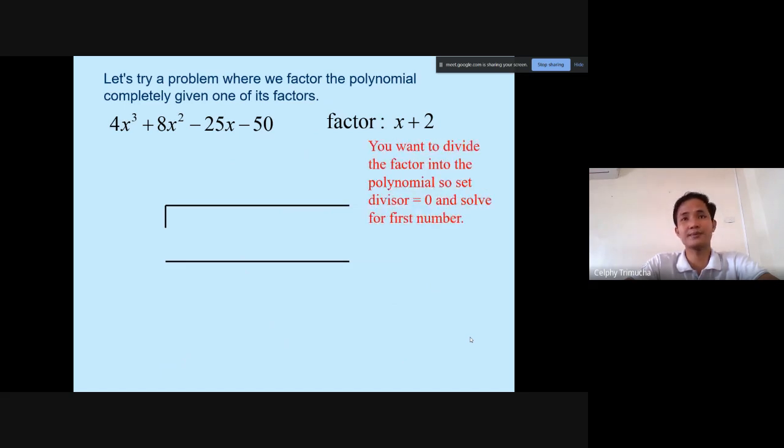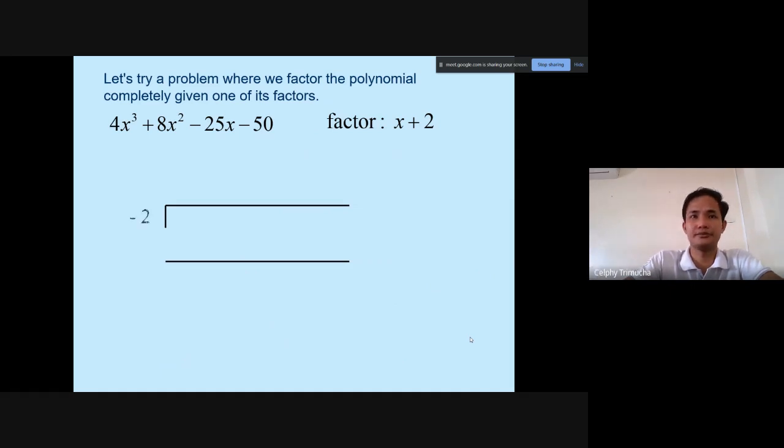So, factor x plus 2. For example, let's identify x plus 2 as a factor of this certain equation. You want to divide the factor into the polynomial. So set the divisor equal to 0 and solve for the first number. So we have negative 2.